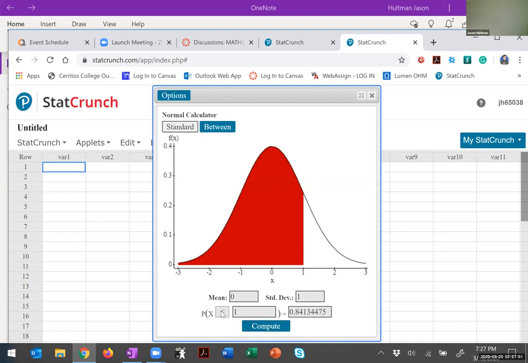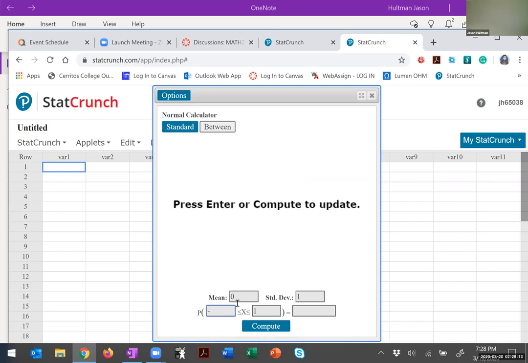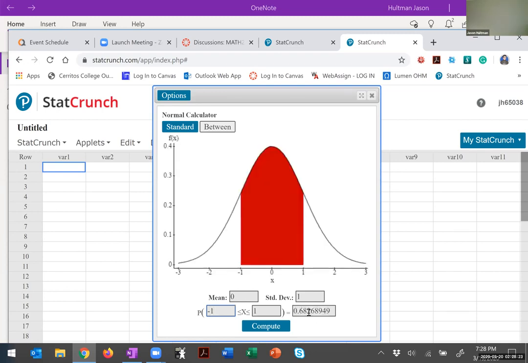Okay, and then if you wanted to do a range of values, you would hit between here. Instead of this is less than, it would go between. Say we wanted to do between -1 and 1. Okay, you just hit between, and that goes -1 to 1. Let's go back to some of these that we already did. We know that -1 to 1 should be 68%, right? About 68%. Okay, what about -2 to 2?